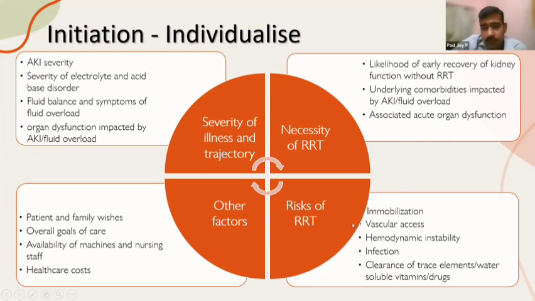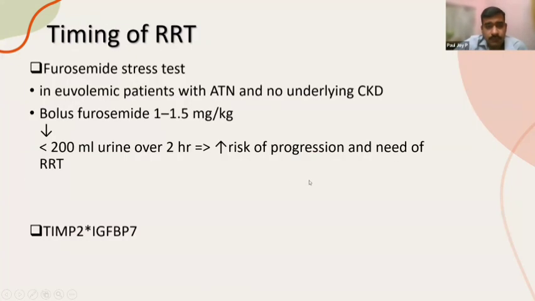Now, the risk of RRT should also be assessed, like whether the patient can be mobilized continuously, whether there are issues in getting a vascular access, whether the patient is hemodynamically stable, the risk of infection, and certain other nutritional problems also have to be addressed. And the wishes of the family have to be attended to, and the goals of care have to be consistent with the care, and the availability of machines and nursing staff, and cost also have to be addressed before deciding to initiate a patient on dialysis.